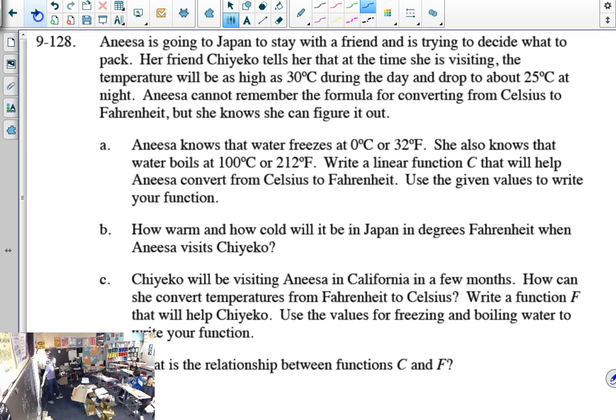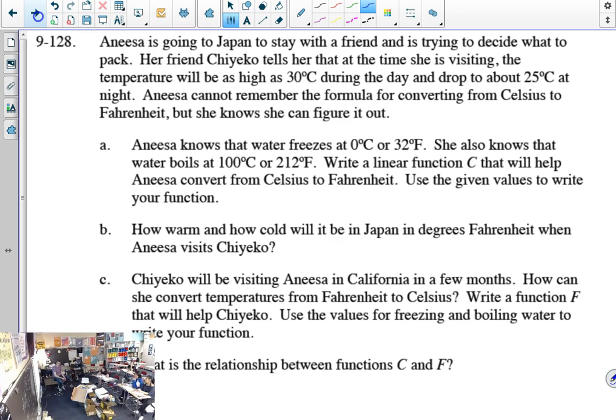Alright, this one's tougher. Now, if you have the formula for this memorized, don't use that. The temperature conversion. So, Anissa's going to Japan, and she asks her friend how to pack, what's the temperature going to be. Now, the rest of the world uses Celsius, whereas we're stuck with Fahrenheit. Because we're annoying. Fahrenheit's so much better.